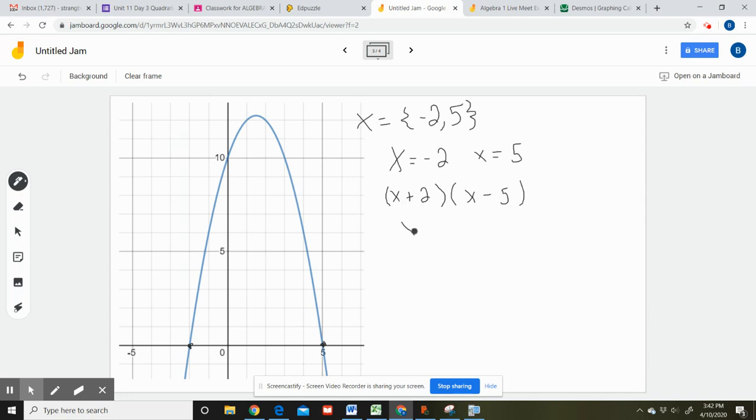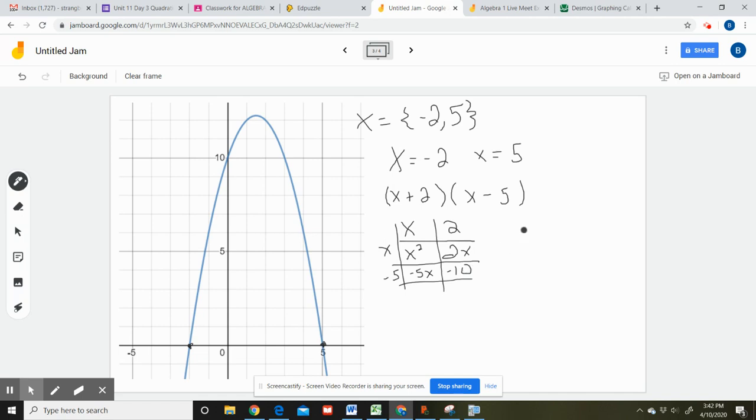So now we're going to multiply it. We're just going to set up our box method for doing this. We had x plus 2 over here, and then x minus 5. x times x gives me x squared. x times 2 gives me 2x. x times negative 5 gives me a negative 5x. Negative 5 times 2 gives me a negative 10.